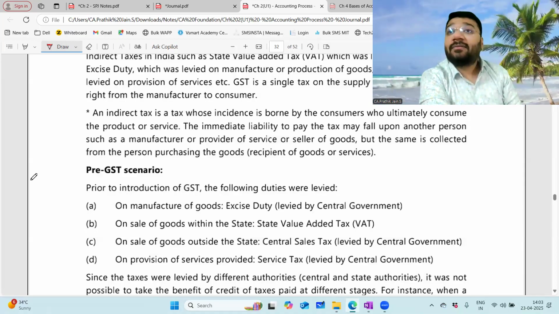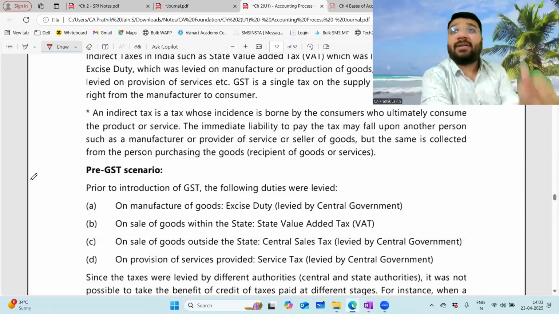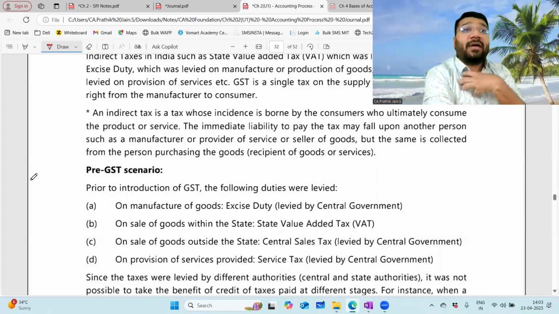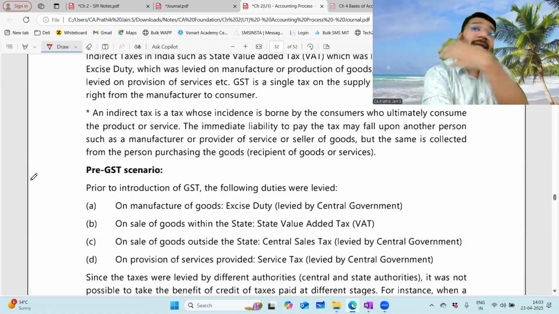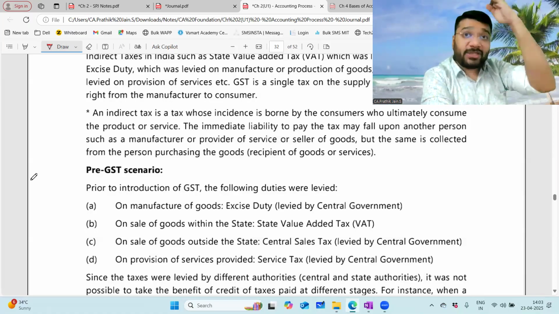All that is covered where? In my 11th CBC, 12th CBC. Now do you understand the logic of why I do my 11th, 12th CBC classes? Why do you think I should slog with my 11th and 12th classes? Like other academies, I can take foundation, inter, final directly. In fact, more money is there in inter, foundation, final.